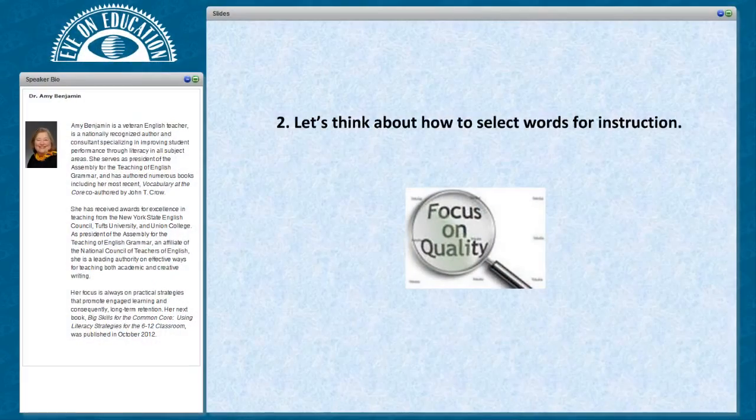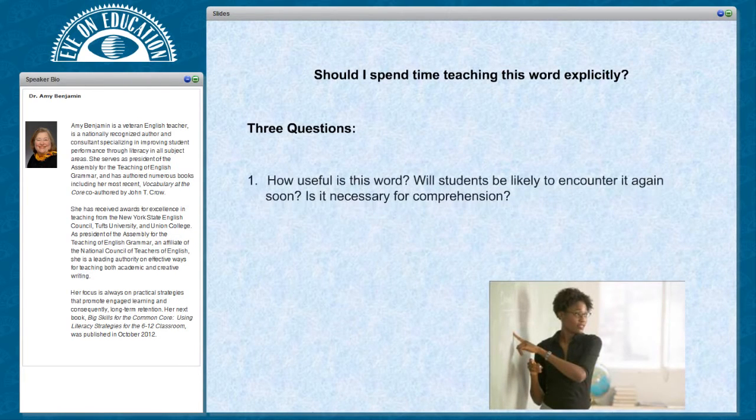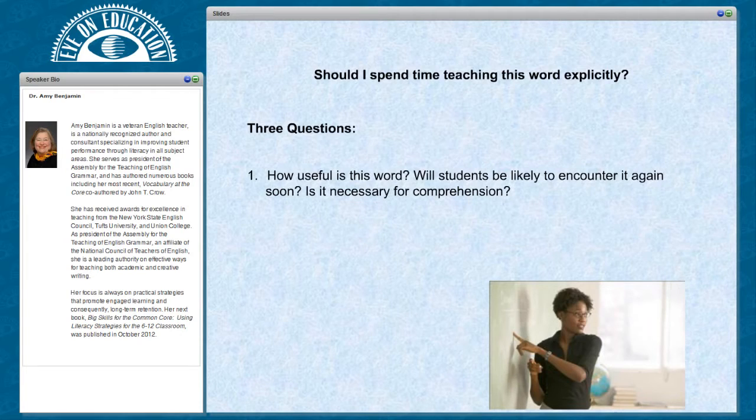So now we're going to think about how to select words for explicit, let's call it at-the-board, instruction. These are my criteria that I use. If I'm going to spend 5 or 10 minutes of valuable class time, I want to know, is the word useful? Are students likely to encounter it again? Is it a word that educated people are expected to know?